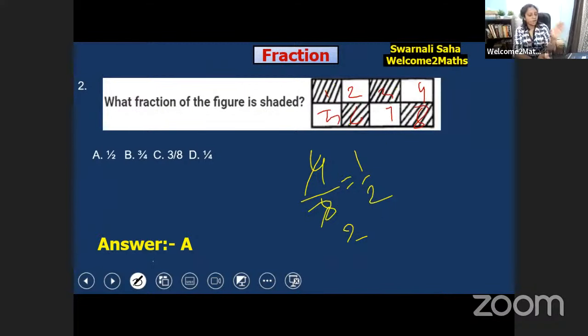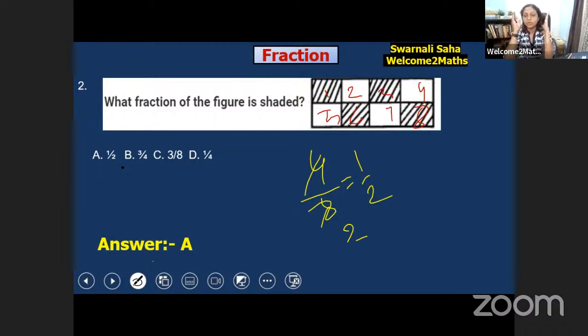So that's all. Our answer is 4 by 8. Whenever we simplify 4 by 8, we get 1 by 2, and here we got half. So our answer is A, half. Very good. Answer is A, 1 by 2.